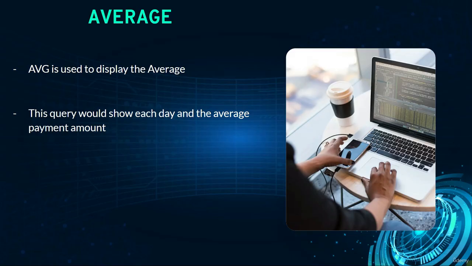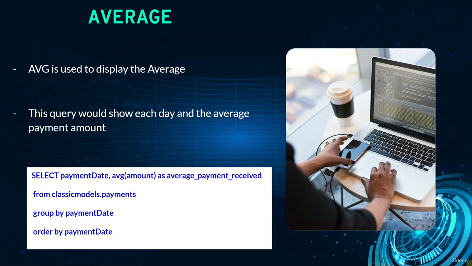So if we want to display the average of something, we use AVG. This query, for example, would show the average amount of payment that was received each day. Or we wouldn't even have to bring in payment date. We could just show average amount, and then it would show the average amount in total.